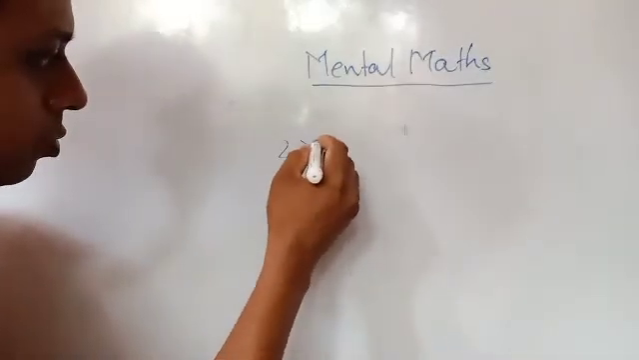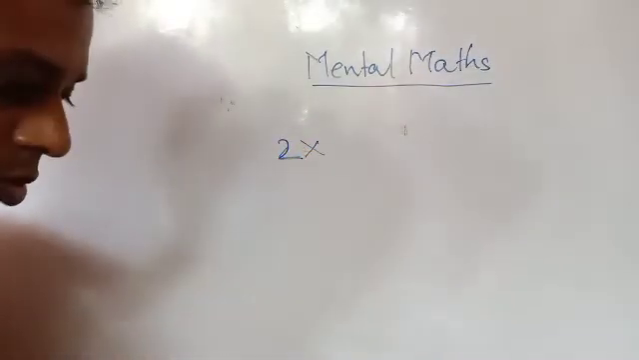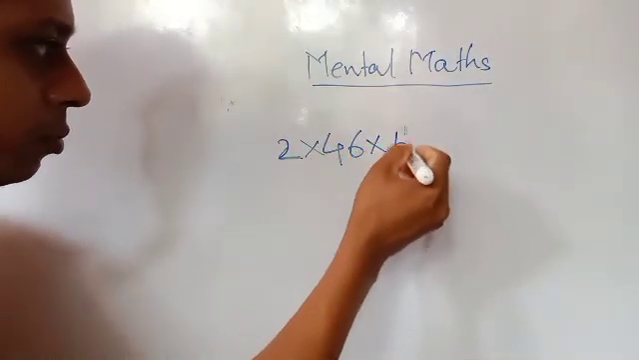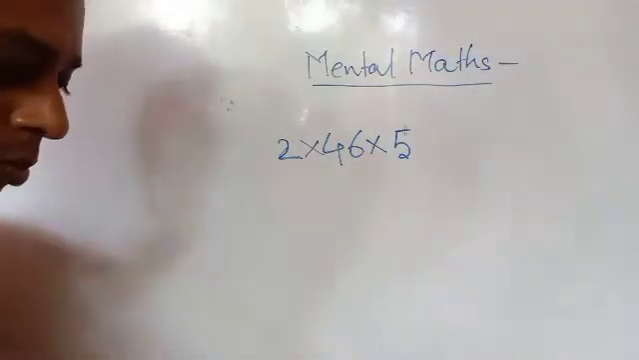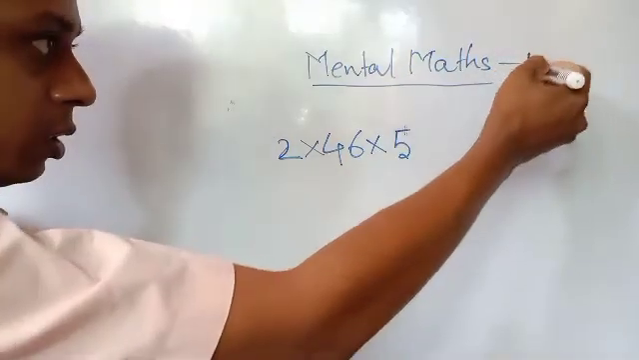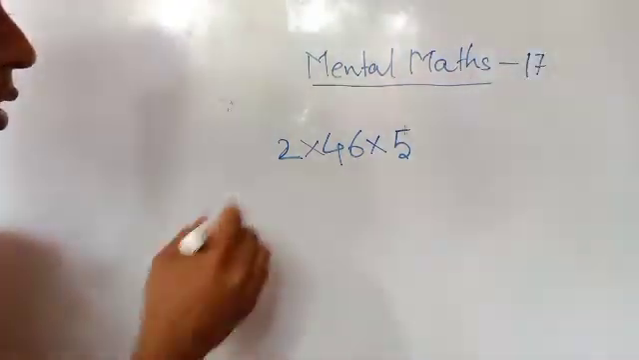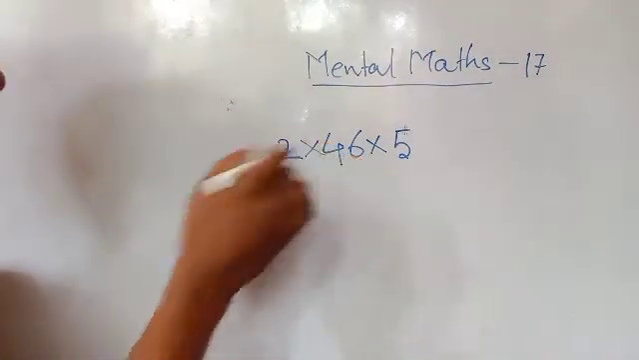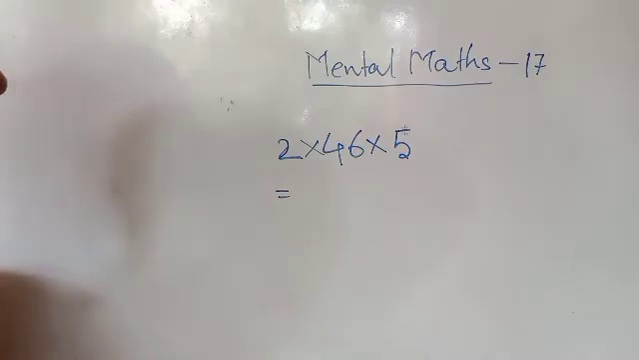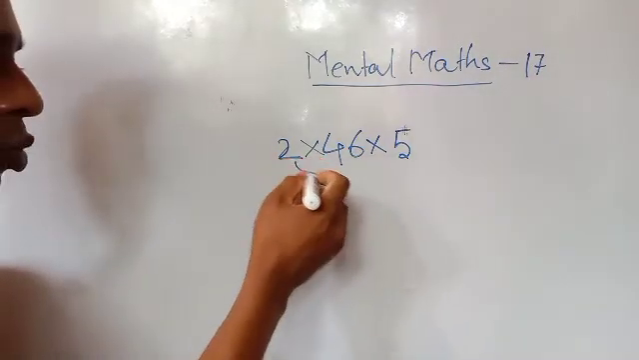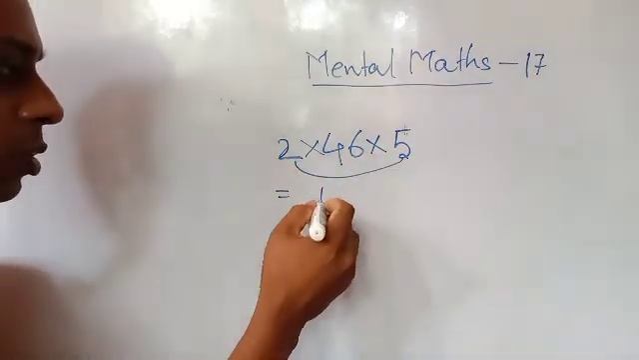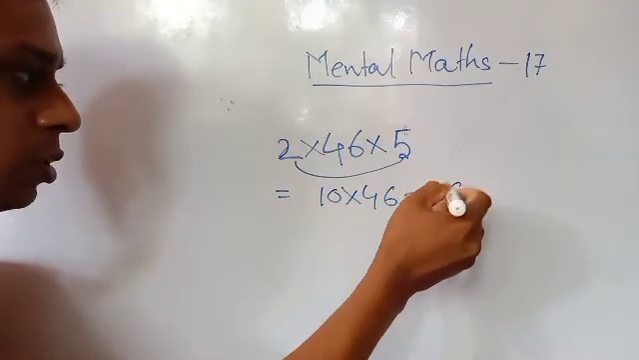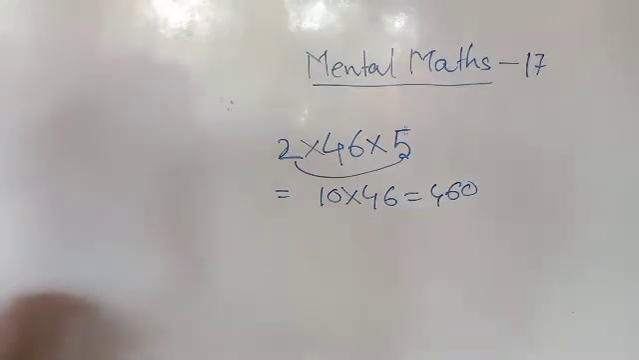2 into 46 into 5. So this is from mental math 17. Now, how to find out the answer? First 2 and 46 you multiply, then you multiply by 5. No, not like this. 2 and 5 you multiply first. 2 and 5, 10. 10 into 46 means 460. Easily you will find out the answer.